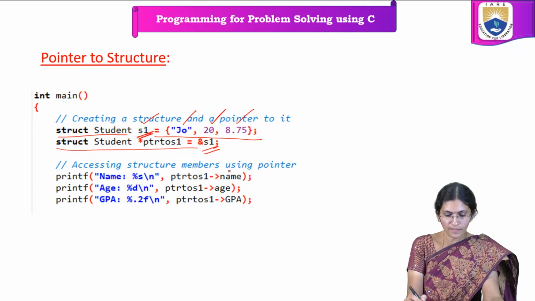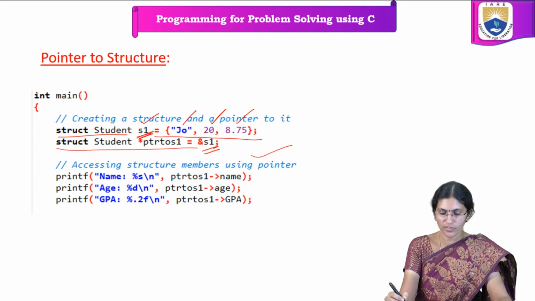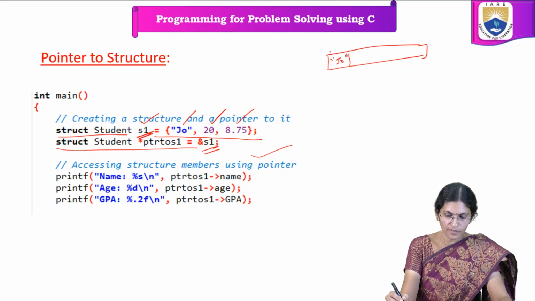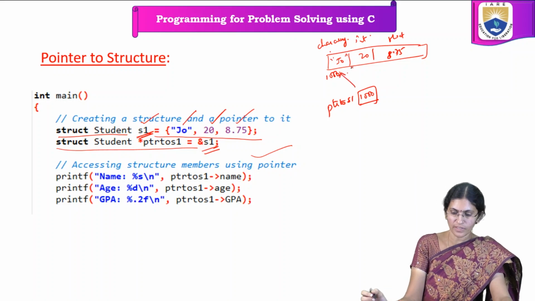Now, in order to access the structure members using a pointer, we can access each structure member. In the structure, the first one is an array of characters, so this is a string. The next one is an integer type. And the last one is a float value, 8.75. ptr to s1 is the pointer, and suppose the base address of this is 1000. So it will contain 1000, pointing to this address.